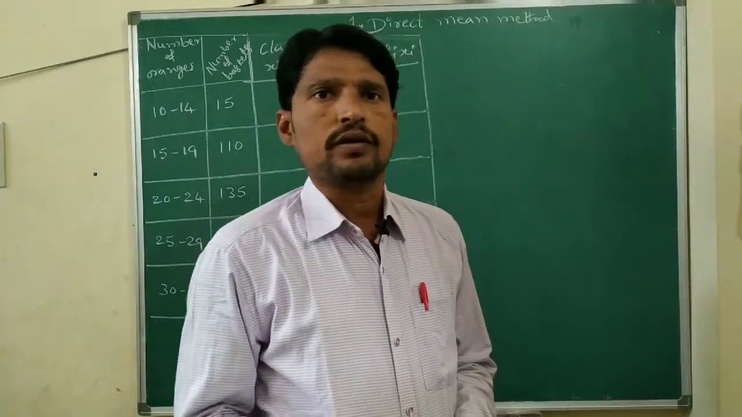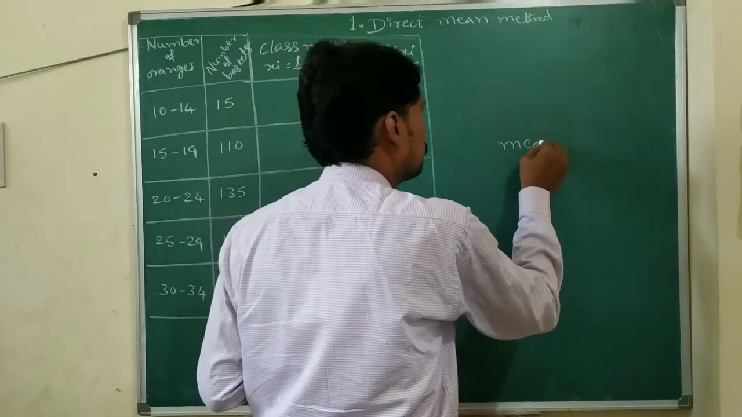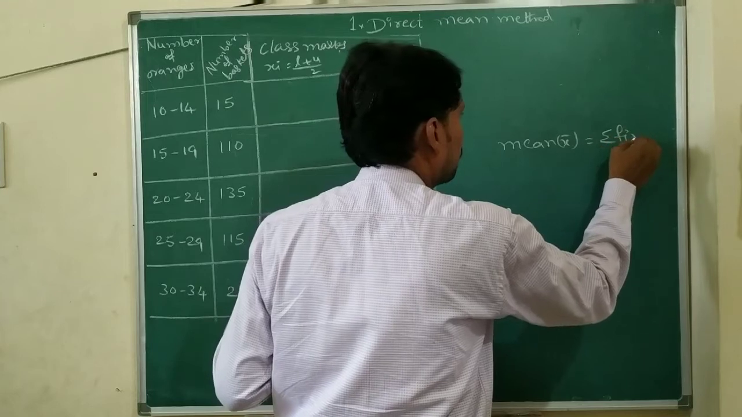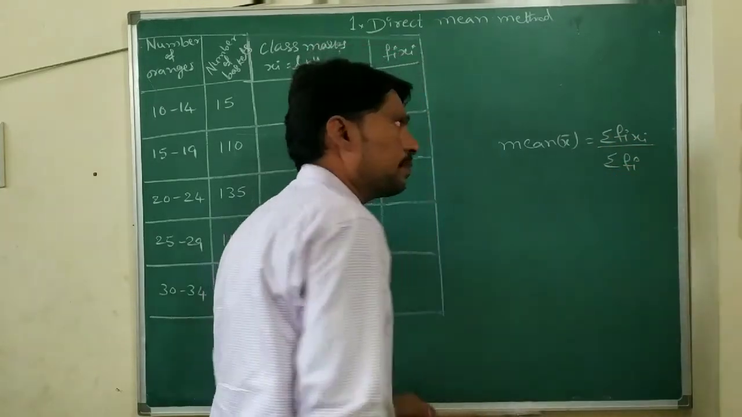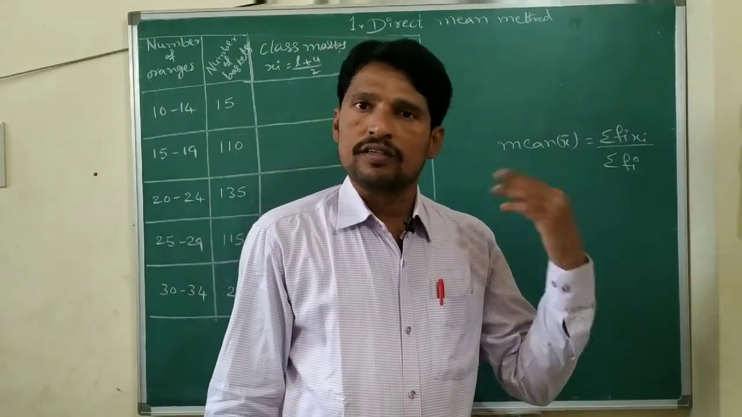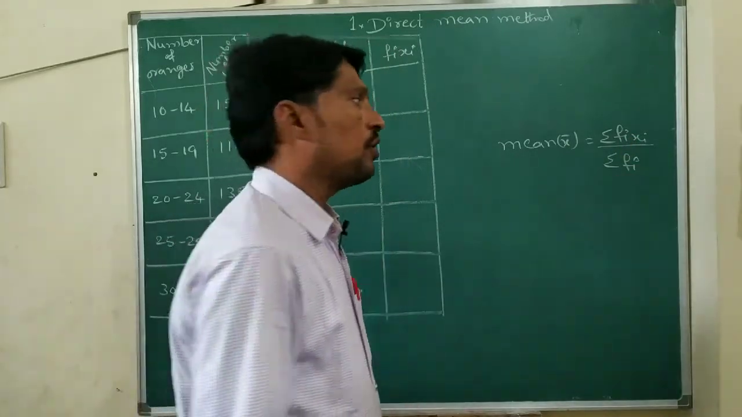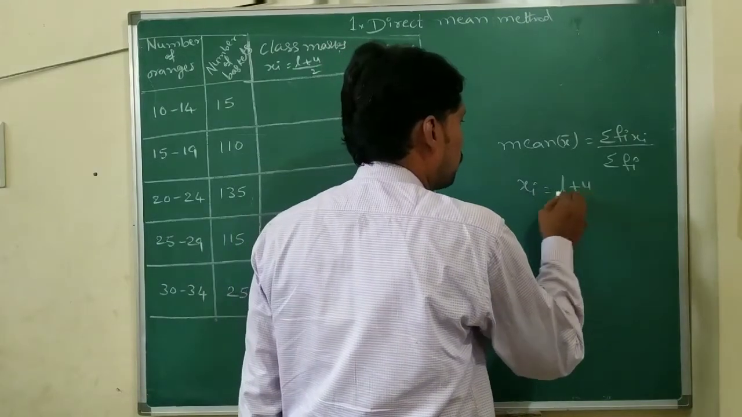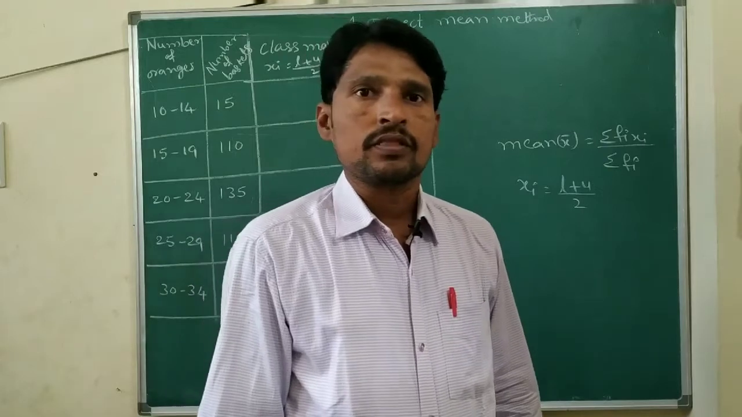So what is the formula for the direct mean method? Mean x bar equals sigma fi xi by sigma fi. Fi means the frequency of the class intervals. Xi means class marks. How do we get class marks? L plus u by 2. We need to take the average of the lower limit and the upper limit.